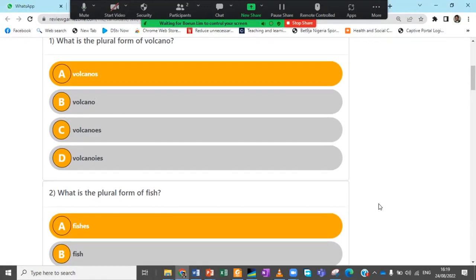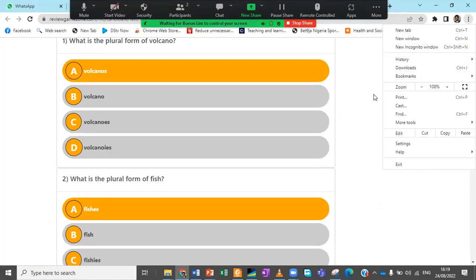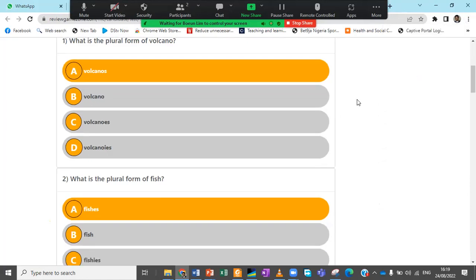Your screen is very laggy to me. When I click on it, it just takes 10 seconds to react. So I think it will be better off you trying to click what I say because it's very laggy for me to control. Okay.